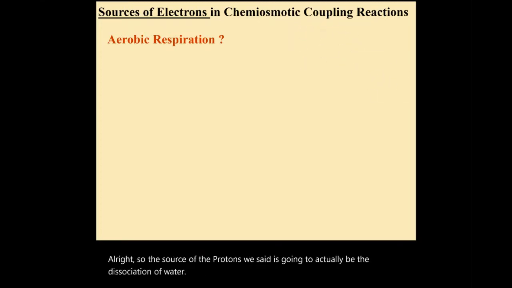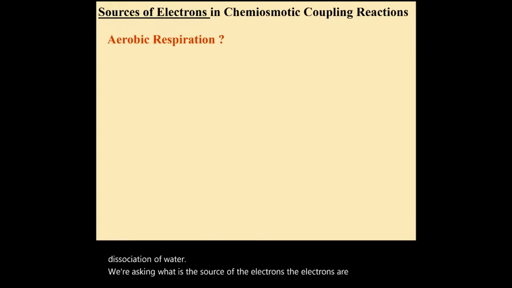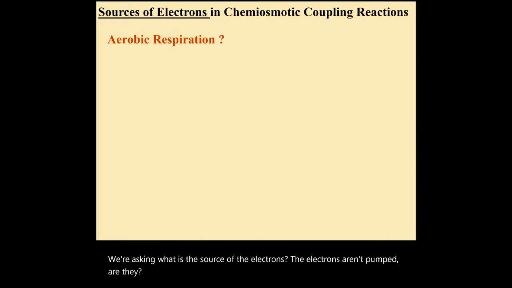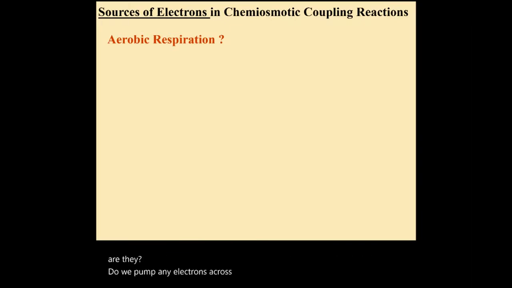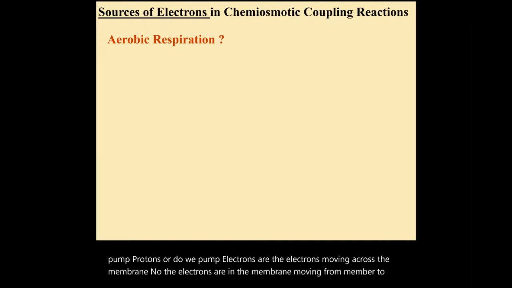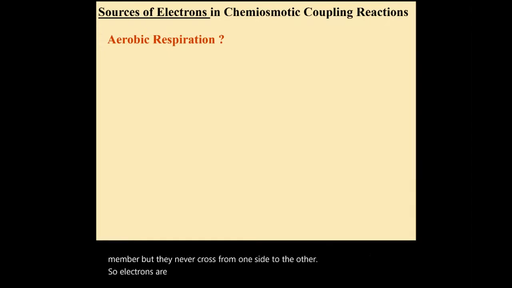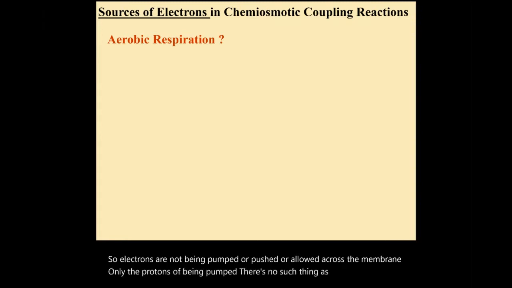Now we're asking, what is the source of the electrons? The electrons aren't pumped, are they? Do we pump any electrons across a membrane? Yes or no? Do we actually pump protons, or do we pump electrons? Are the electrons moving across the membrane? No. The electrons are in the membrane, moving from member to member, but they never cross from one side to the other. So electrons are not being pumped or pushed or allowed across the membrane. Only the protons are being pumped. There's no such thing as the electron being pumped.